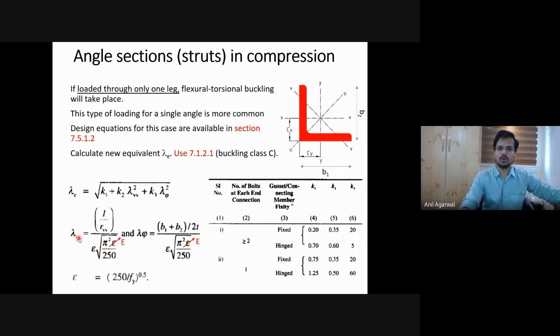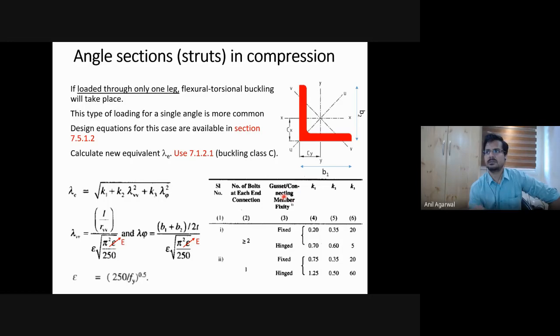Okay, so you calculate lambda VV from this equation, where all the terms are self-explanatory, divided by rVV, and lambda phi, where again geometric properties are there. But in addition to these, the factors K1, K2, K3 have to be calculated, and the values of K1, K2, K3 are given based on the rigidities at each end. So how many bolts are used at each end, and whether it is a gusset plate or another member to which it is connected, what kind of fixity it offers. Based on that, you may pick the value of K1, K2, K3.